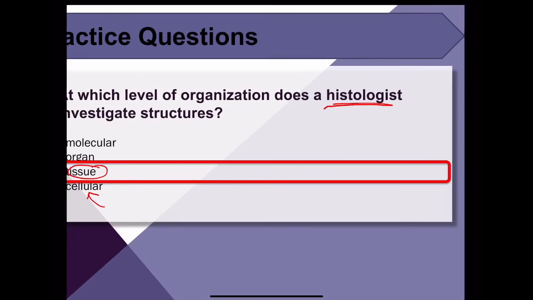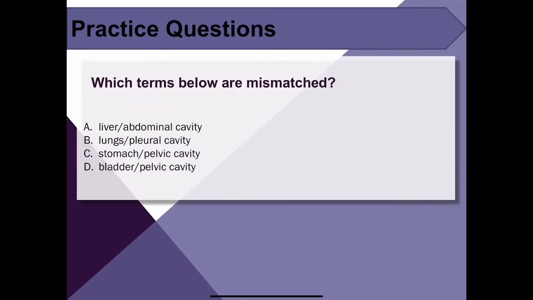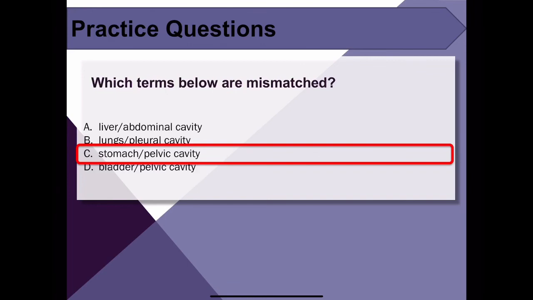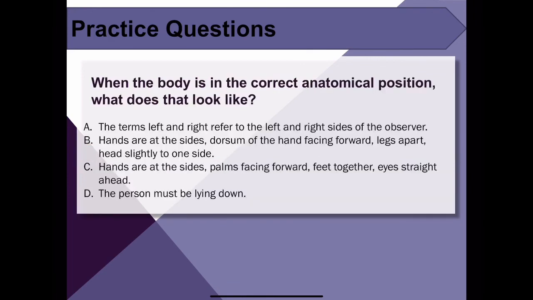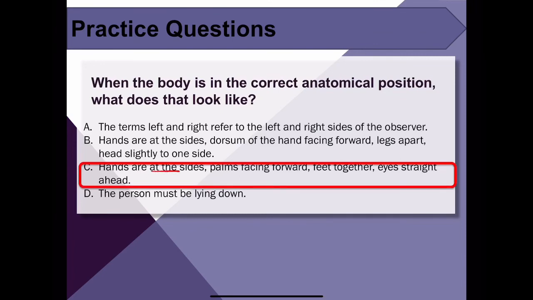All right, so which term below is mismatched? Liver abdominal, lungs pleural, stomach pelvic, bladder pelvic. Stomach doesn't belong in the pelvic cavity. Stomach is in the abdominal cavity. When the body is in the correct anatomical position, what does that look like? C, hands are at the sides, palms facing forward, feet together, eyes straight ahead. The standard reference of anatomical position.